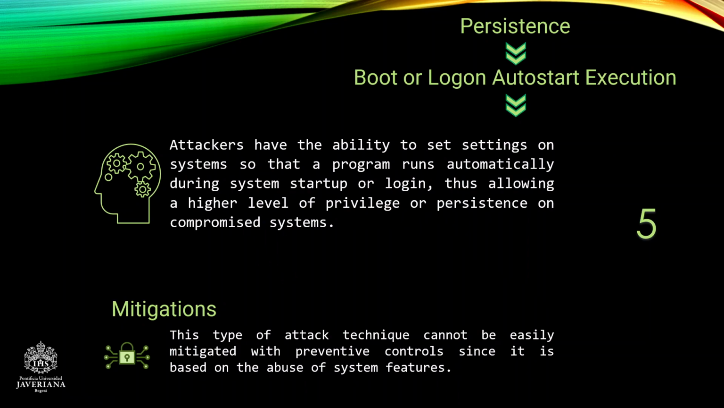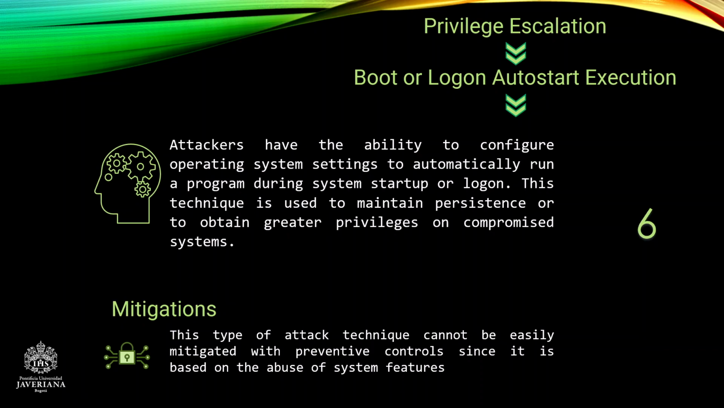Persistence. Attackers have the ability to change settings on systems so that programs run automatically during system startup or login, thus allowing a higher level of privilege and persistence on compromised systems. Privilege escalation. Attackers can configure operating system settings to automatically run a program during system startup or logon to maintain persistence or to obtain greater privilege on compromised systems.